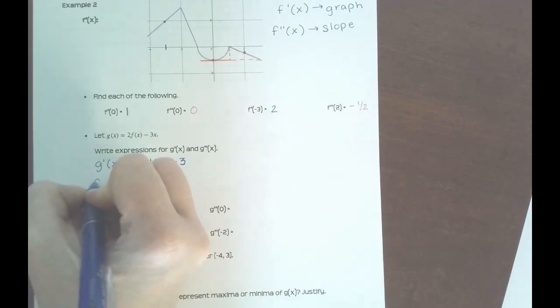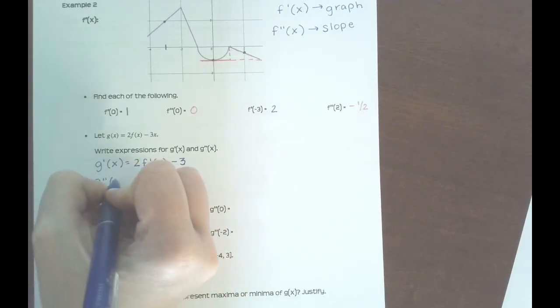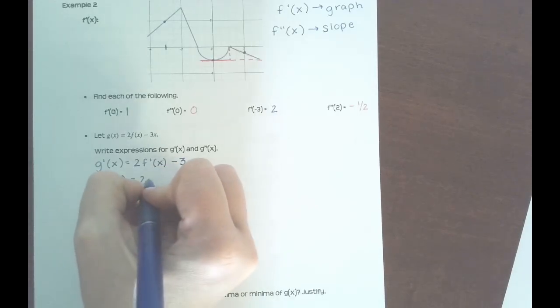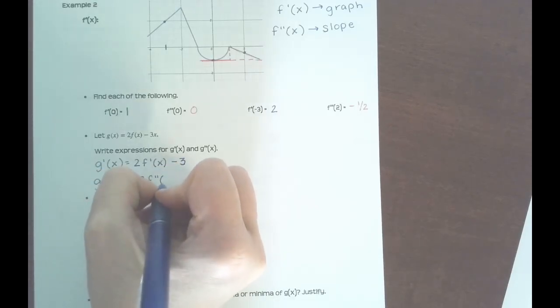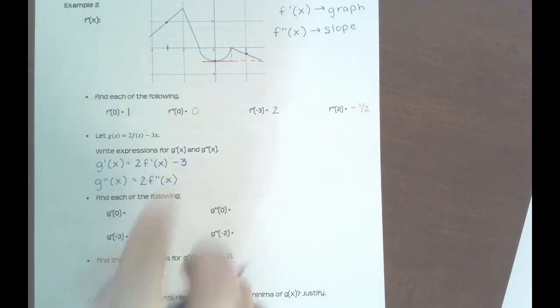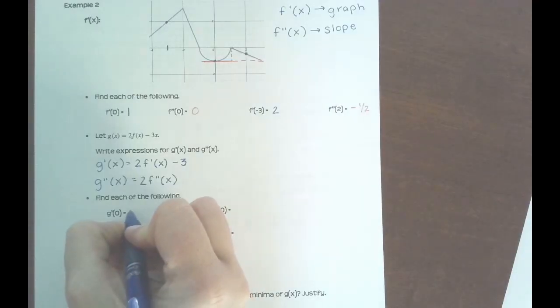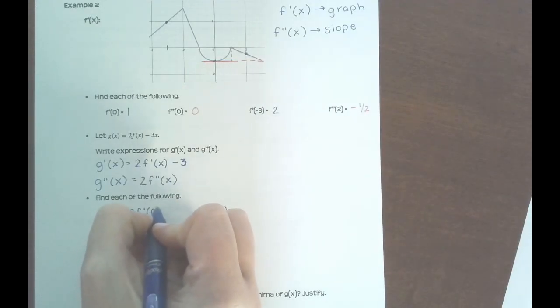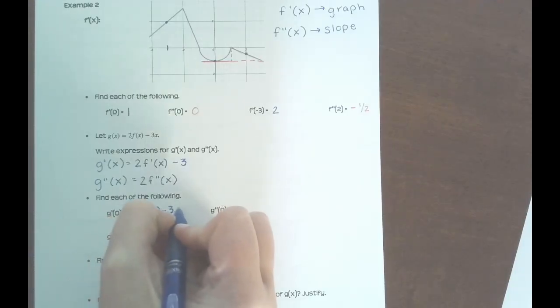And g double prime would be the derivative of that, which would be 2 times f double prime of x. And the minus 3 goes away because when I take a derivative, it's equal to 0. Okay, so now when I ask you for g prime of 0, I have my equation for g prime up here. So I'm going to say, well, that's 2 times f prime of 0 minus 3.